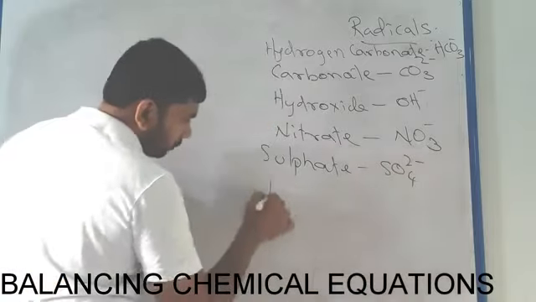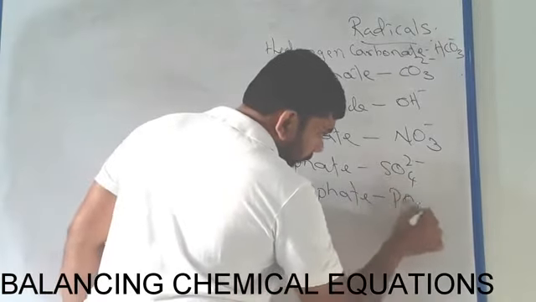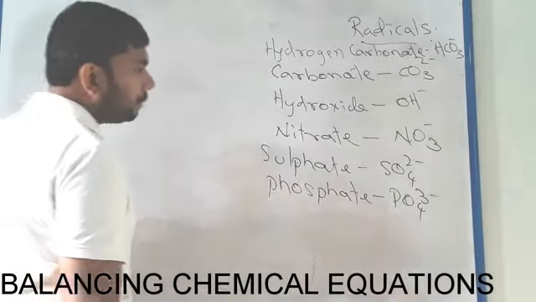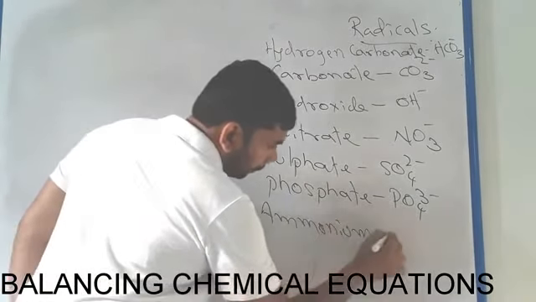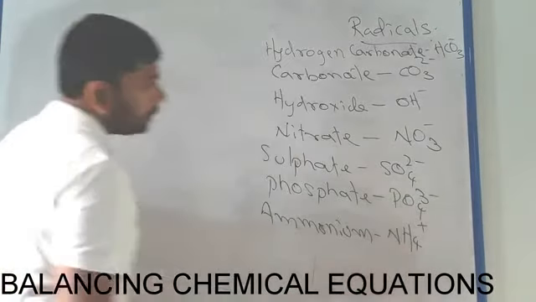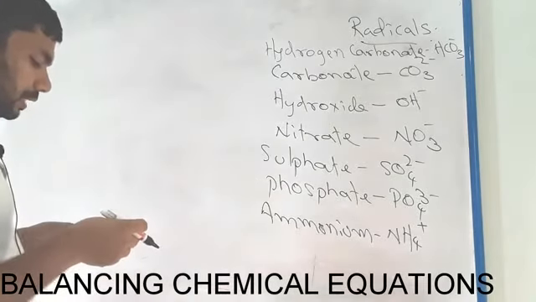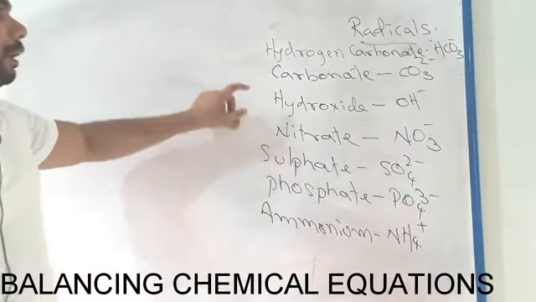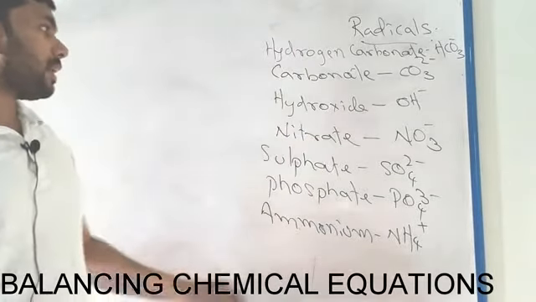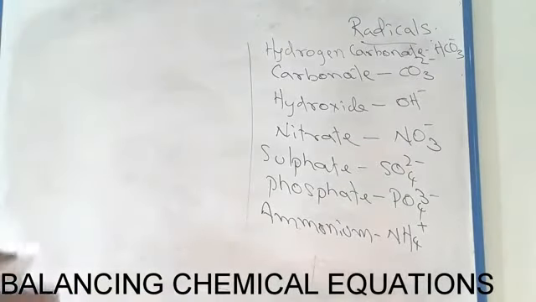SO4 2 minus, phosphate PO4 3 minus, ammonium NH4 plus. Okay, so nitrate, hydroxide, carbonate, hydrogen carbonate, sulfate, ammonium, phosphate. These are the radicals you have to memorize here in the beginning. Okay, radicals mean a group of atoms with charge.